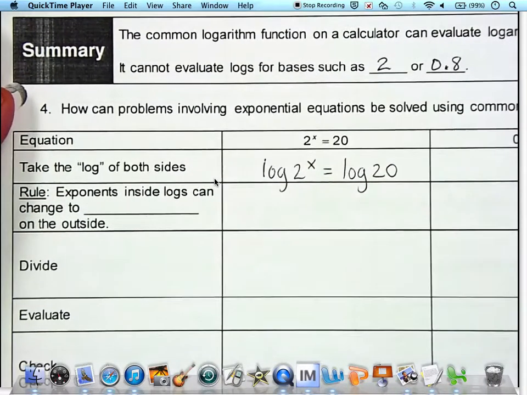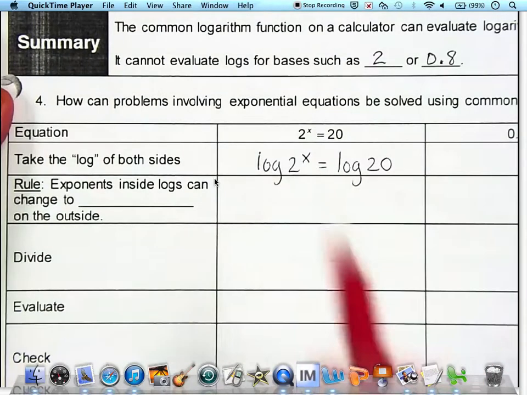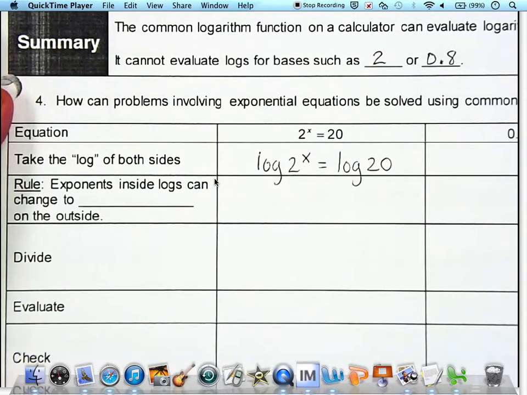Now, how does this help us? You can do this on the calculator, but we still have an X here. We could put it in Y equals and find the intersection. It's one way to do it.